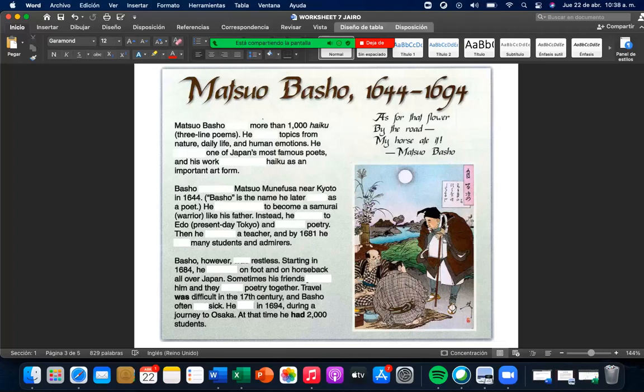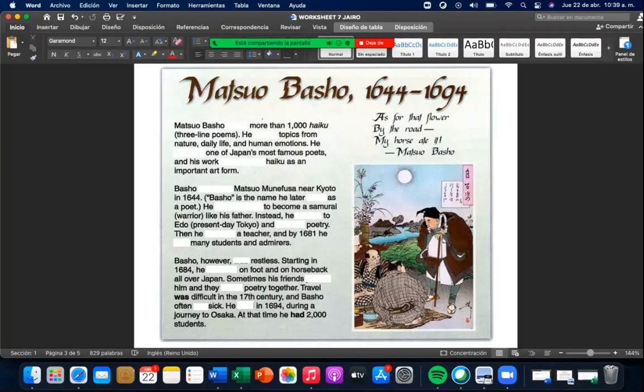Basho was born Matsuo Munefusa near Kyoto in 1644. Basho is the name he later used as a poet. He did not want to become a samurai, warrior, like his father. Instead, he moved to Edo, present-day Tokyo, and studied poetry. Then he became a teacher, and by 1681 he had many students and admirers.